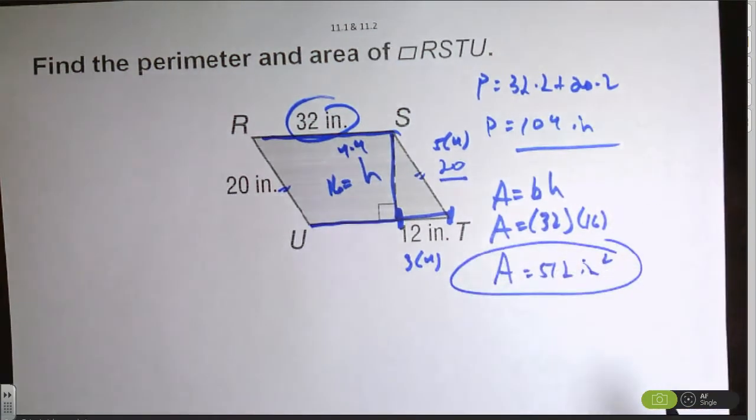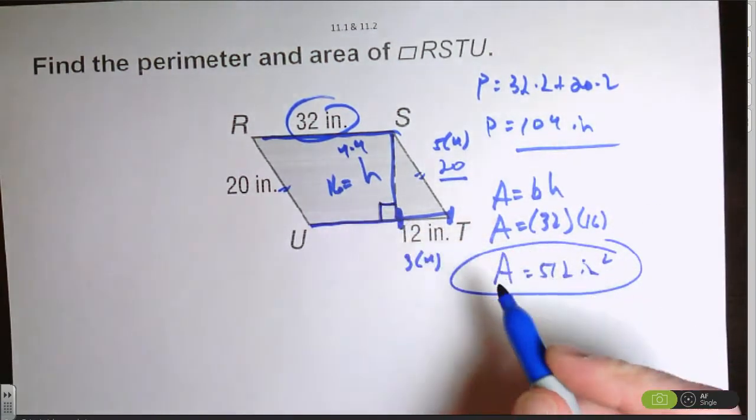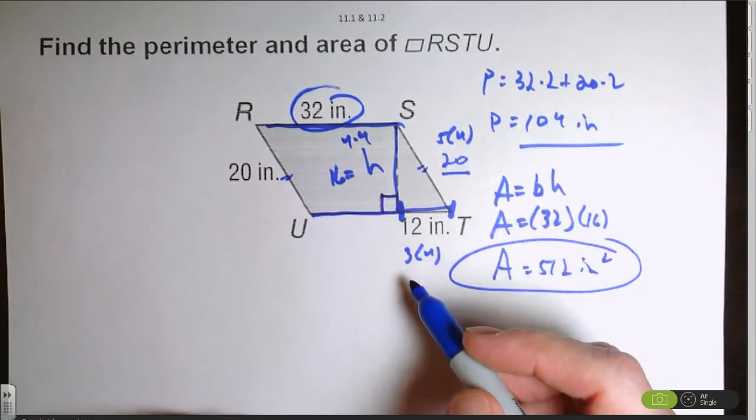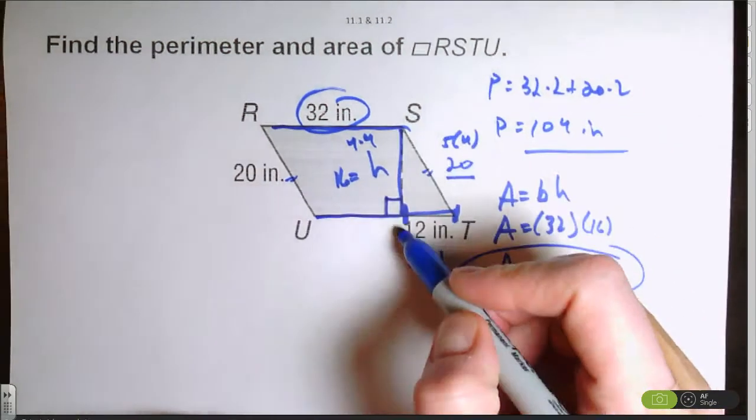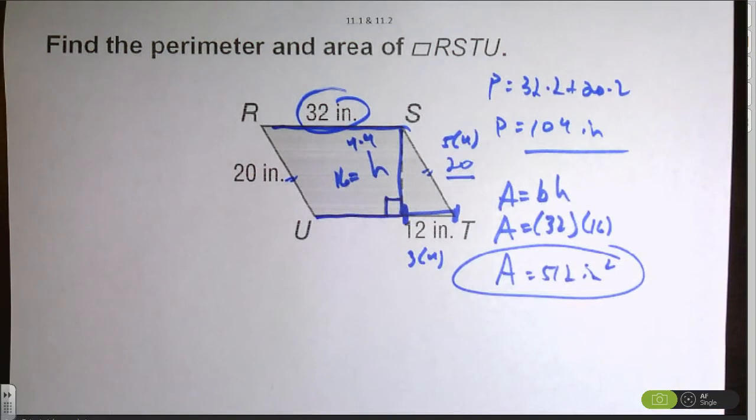Okay. And one thing I know I covered in class, but might not have covered in the other video, is that base and height are always perpendicular. So that's how you know which one you've got. Okay, so perimeter is 104 inches, area is 512 inches squared.